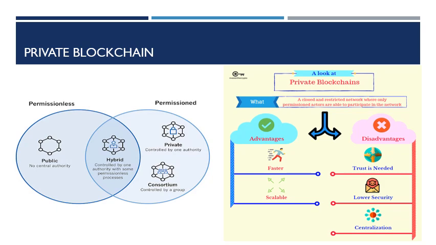The next disadvantage is the node count. Since there are few nodes, if nodes go offline, the entire system of the blockchain can be endangered.